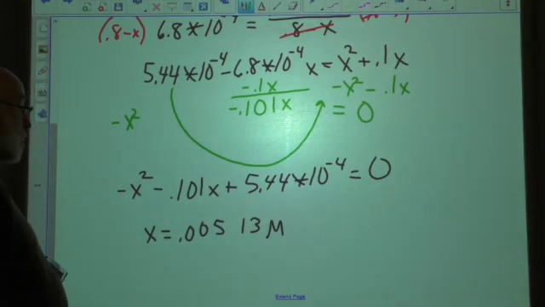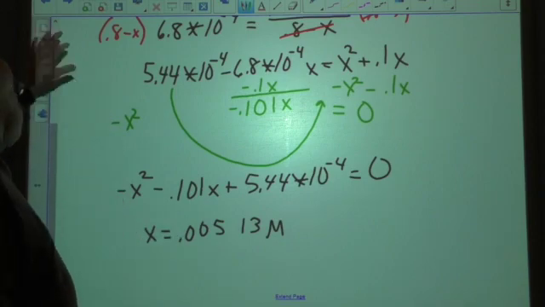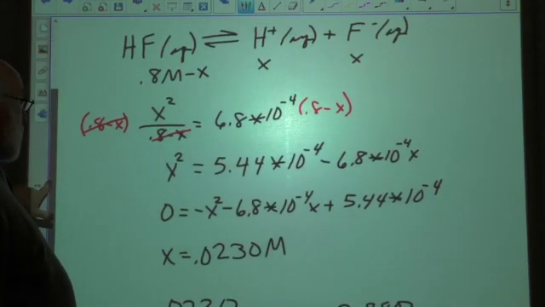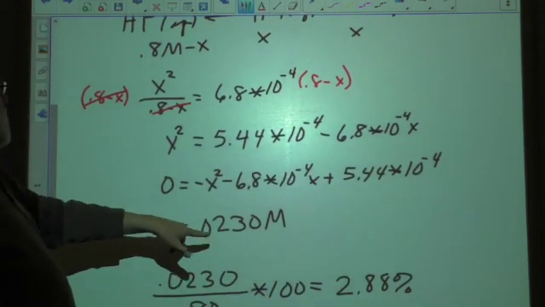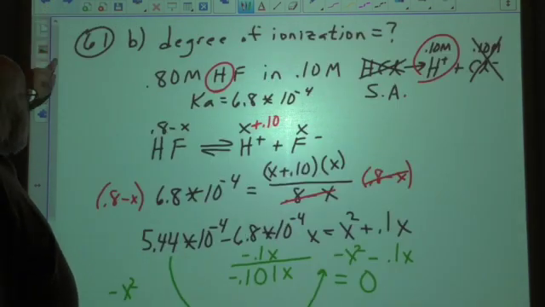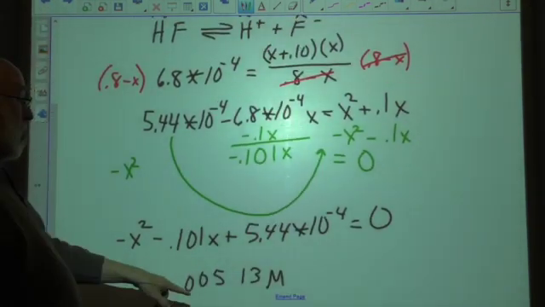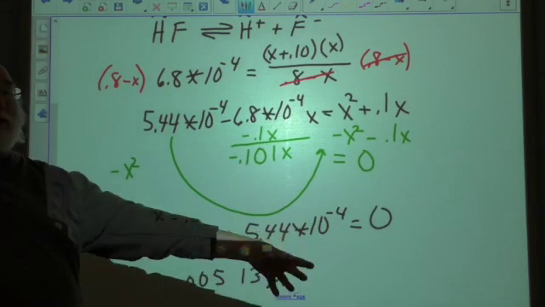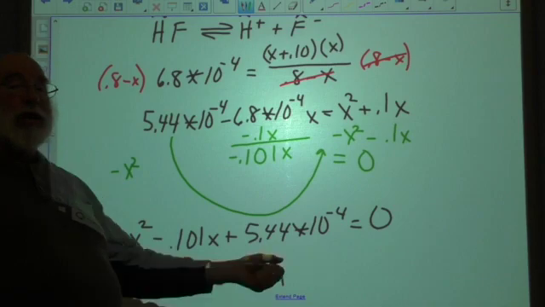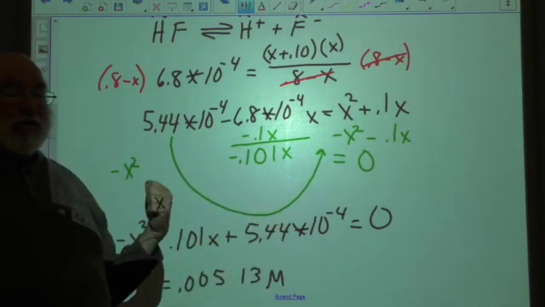Now, before we do the degree of ionization, let's compare with the last problem what we had for x. And we had 0.0230 molar, but now we have 0.00513. We got much smaller, which is exactly what we predicted with Le Chatelier's principle. It shifted it a lot to the left.